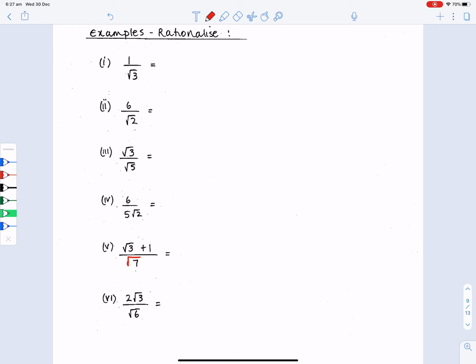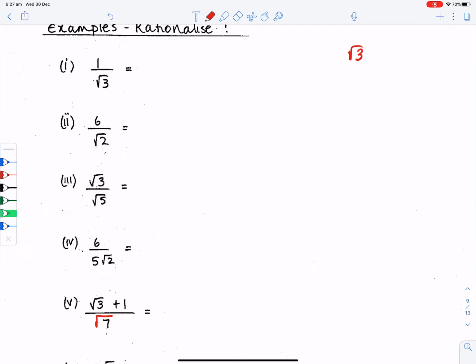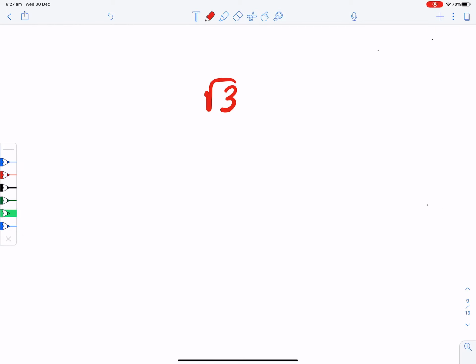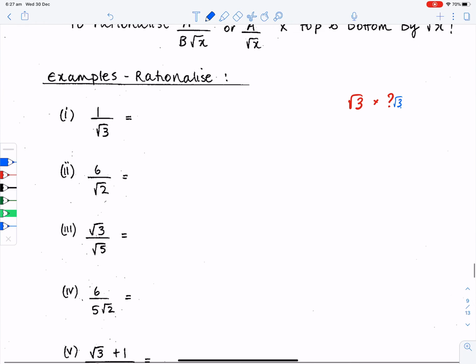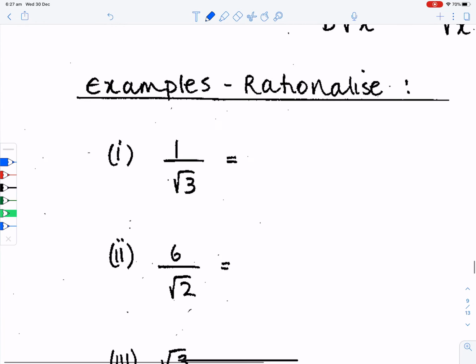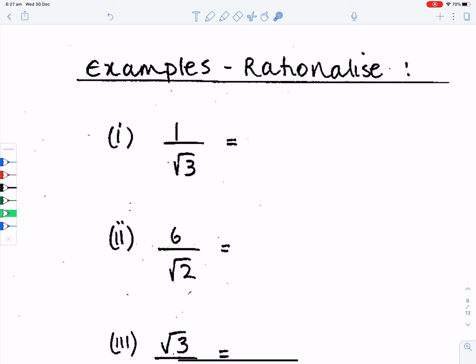Now, if I took the number root 3, what can I multiply that root 3 by to make it a rational number? The only thing I can multiply by to make it rational is actually itself. See, root 3 times root 3 is 3, and 3 is rational. So what we're in fact trying to do in these questions is take a denominator that's irrational and make it rational. So let me rewrite the question.